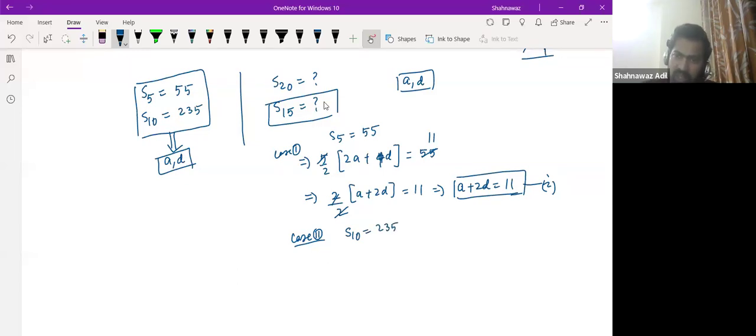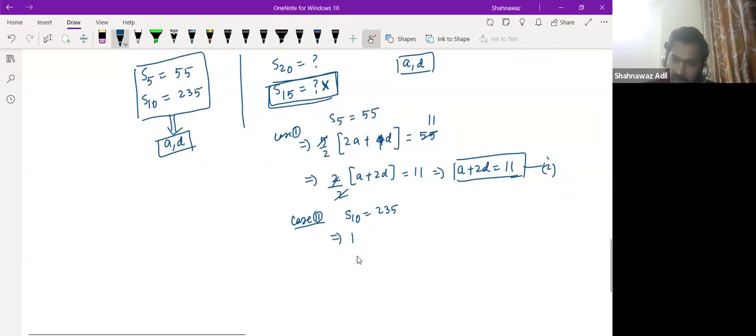But okay, this question has some problem. This one has a problem, right? I will talk about what the problem is here, but first let us concentrate on this for the 32nd and 33rd question. Yes, after this one we'll discuss the next. So S10 is 10 by 2 into 2a plus 9d. Right, so this is 235.